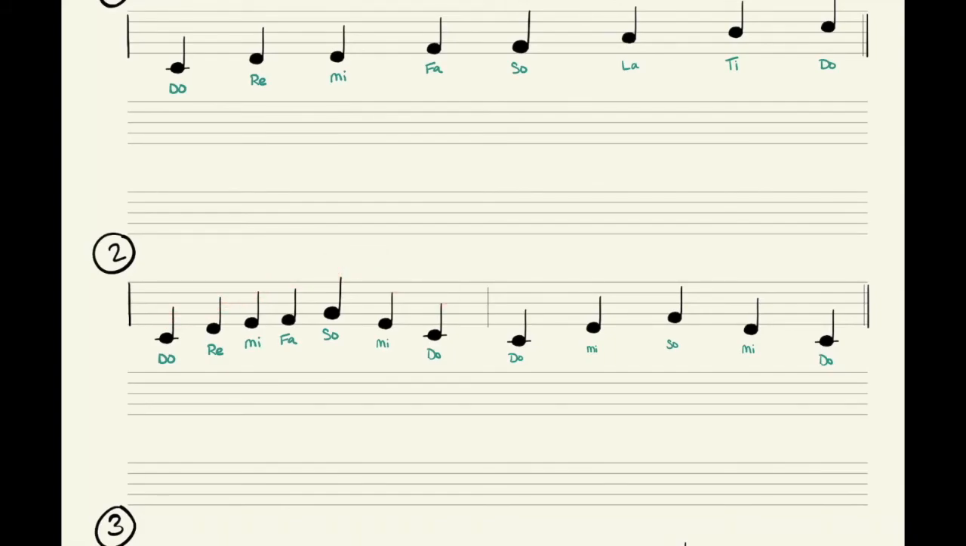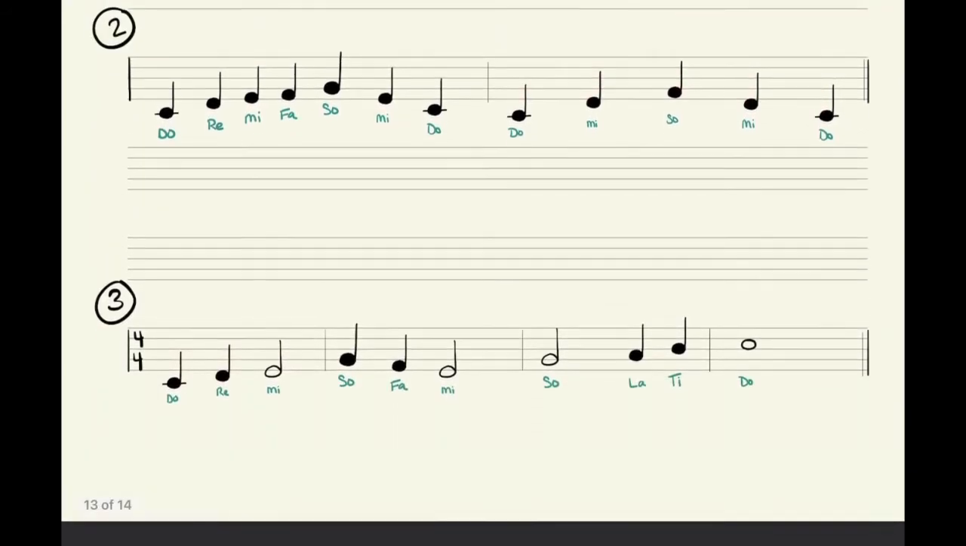Okay, so you would play this as. Okay, so let's try and sing that. So I'm going to play the starting note, and we'll see if we can end on the same note. So we're starting on C and ending on C, okay? Here we go. 1, 2, 3, go. Good. We're actually going to skip this one and move on to our last one.